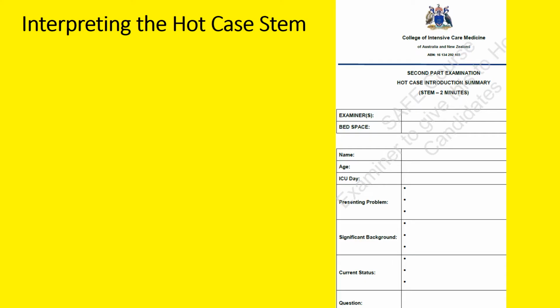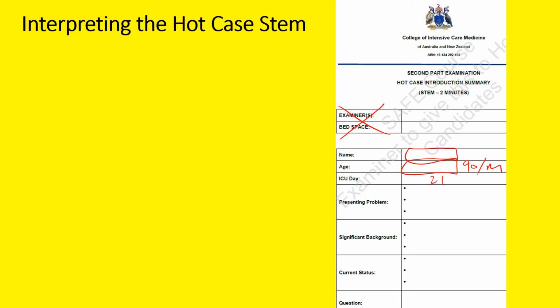Now, interpreting the hot case stem. Okay. Now, this is just a copy paste from the stem that is given to you in the actual exams. Ignore the bed space, the examiners and all that. Here they'll give you the patient's name, so assuming it's Arvind, and they'll give you an age. So they'll say, assuming it's a 90-year-old male, and ICU day 21.